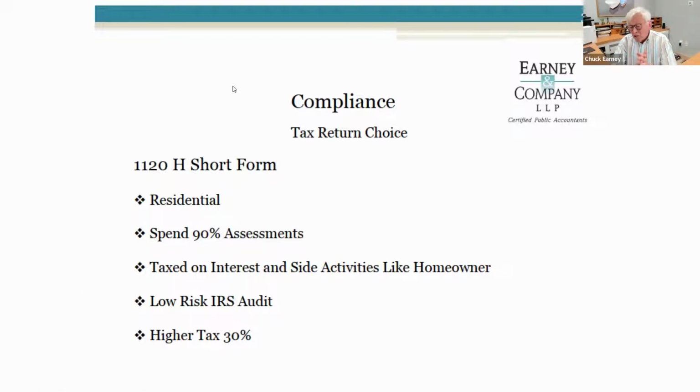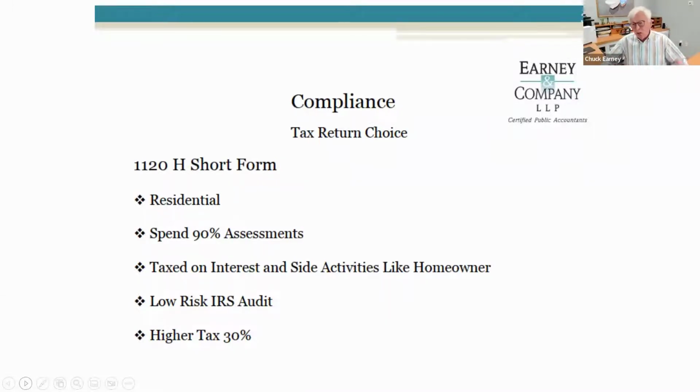Well, every CPA, why do you need a CPA? Most of you will say, well, we got to file a tax return. Okay, true. And there's hardly anything as complex, believe it or not, as the tax laws for HOAs. Where else do you get a choice of which form you're going to file? Nowhere else in the tax law that I know of, you get to choose.